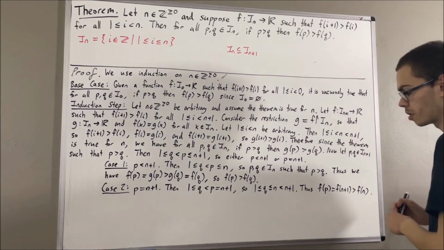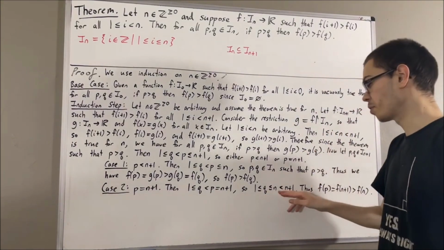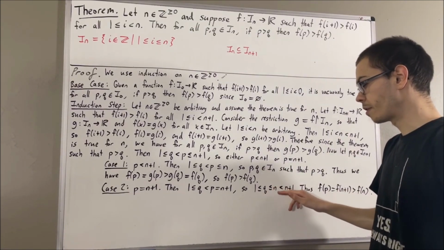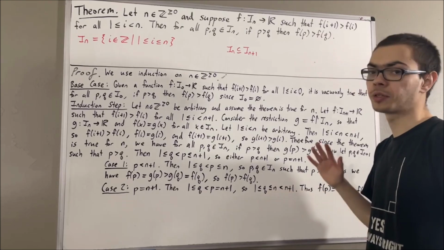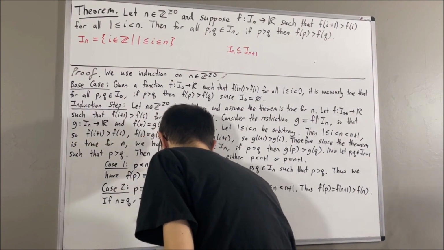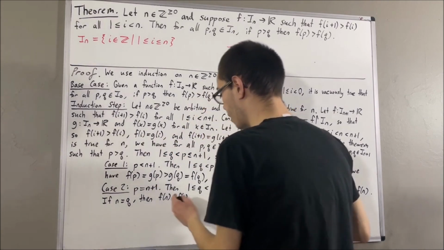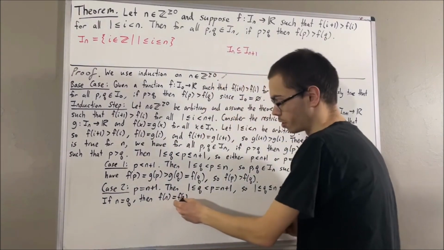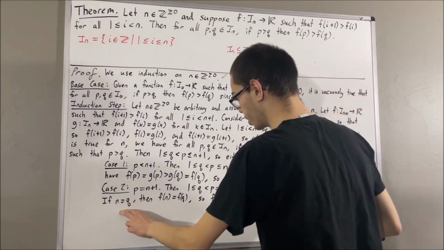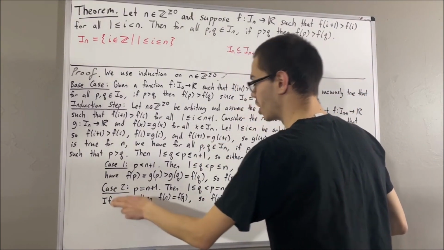And to see how that happens, well, we have two possibilities. Either n is equal to q or n is greater than q. Now, if n is equal to q, then clearly f of n is equal to f of q. So clearly, f of n is greater than or equal to f of q. So this completes the case n is equal to q.